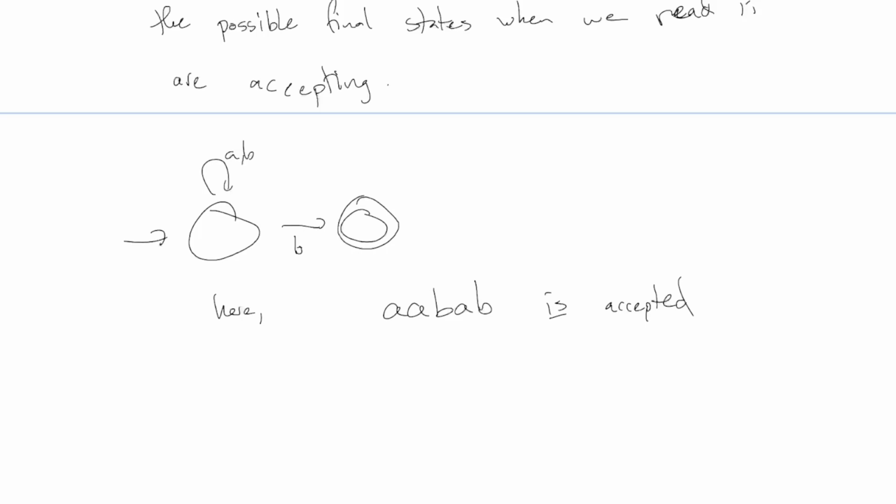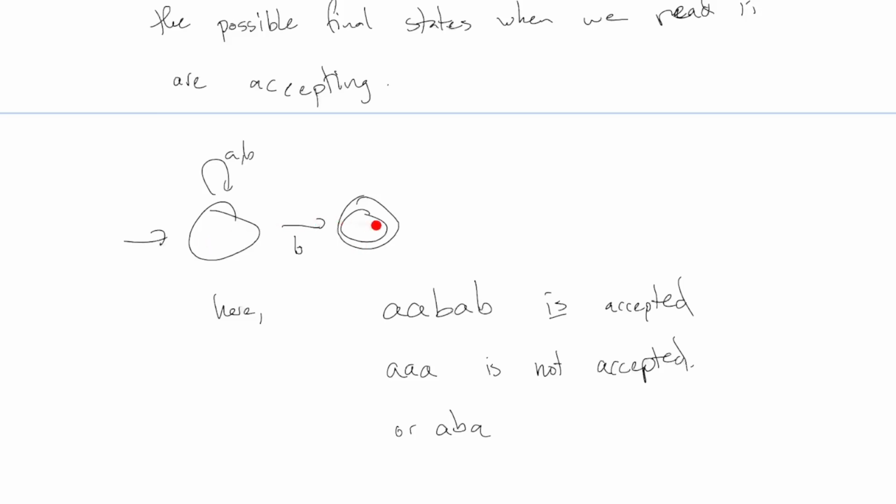Can anyone give me an example of something which is not accepted? Or maybe anything is, yeah? AAA, yeah, this is not accepted, because there's no way to get to here after having read AAA, right? The only way to do that is AAA like this. Or something like ABA, this also is not accepted because you cannot make ABA and end up over here.